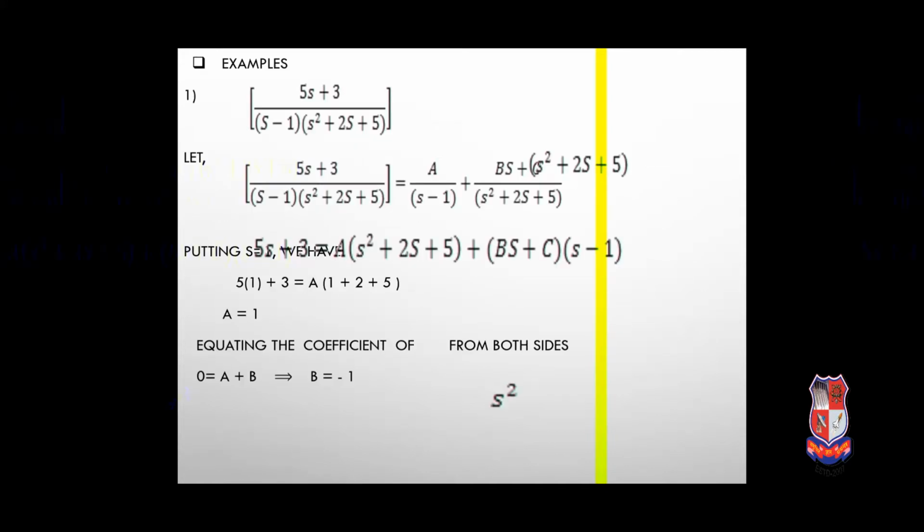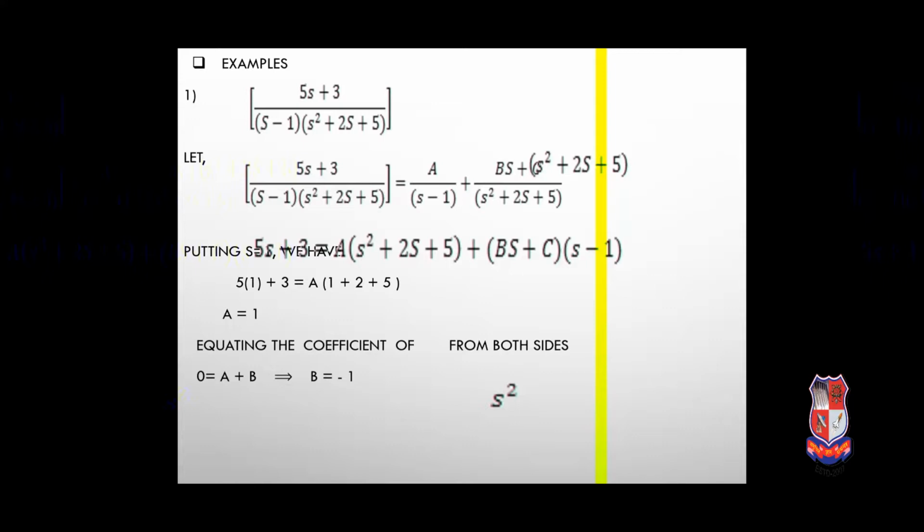For example, the first example is (5s plus 3) upon (s minus 1) into (s square plus 2s plus 5). From the denominator, we take the first bracket with A in the numerator, and the second with Bs plus C in the numerator, then it becomes A upon s minus 1 plus (Bs plus C) upon (s square plus 2s plus 5).